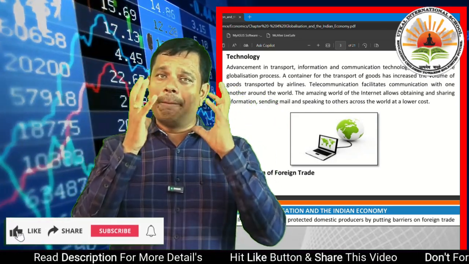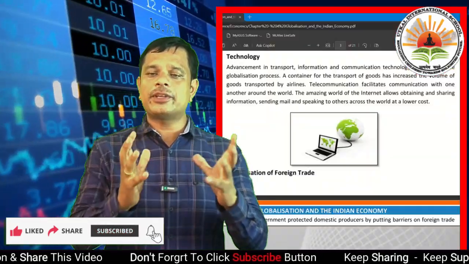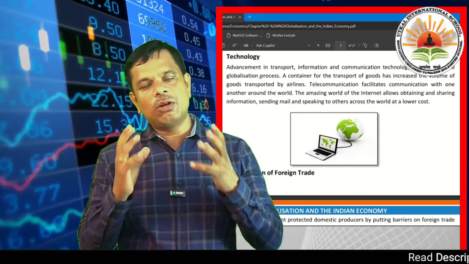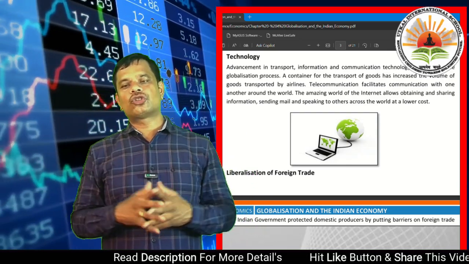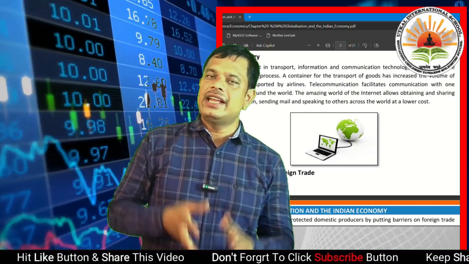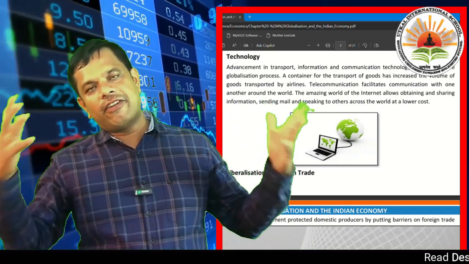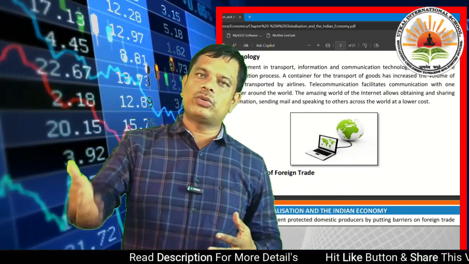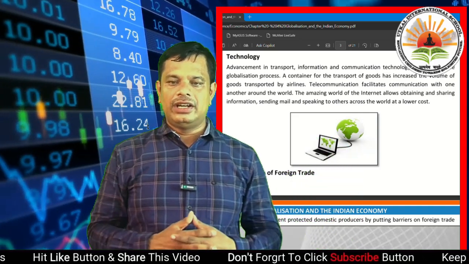Dear students, this is a very vital part which encourages globalization. Transport, information and communication technology always attract and develop the globalization process. The container for the transport of goods has increased the volume of goods transported compared to airlines. With airlines there is a limit, but with containers by ship it is a fast facility. Ship container transport has increased.